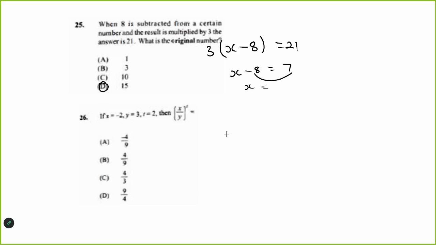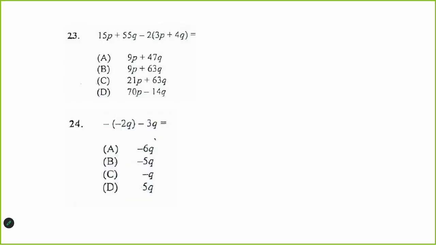This is a repeated question. The only one that has changed is t is 2. So that is minus 2 over 3 to the power of 2, which is 4 over 9, which is B. That is the end of May, June 2018. Let's look at January 2018.